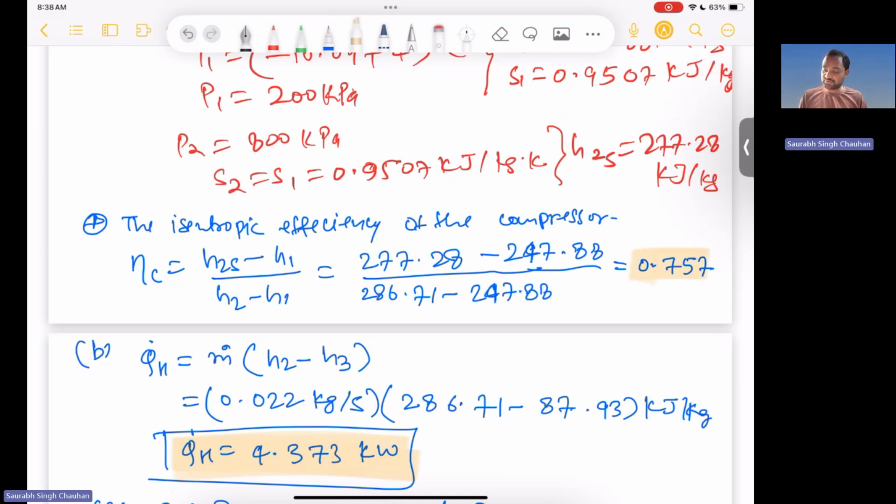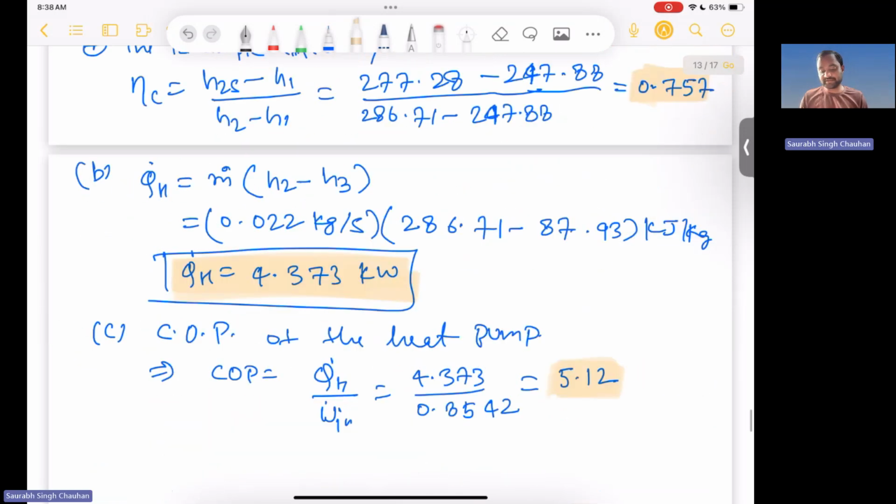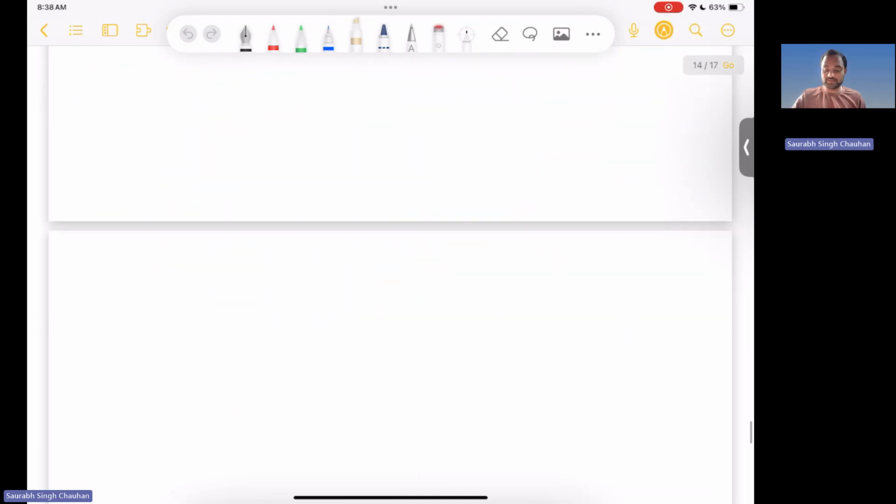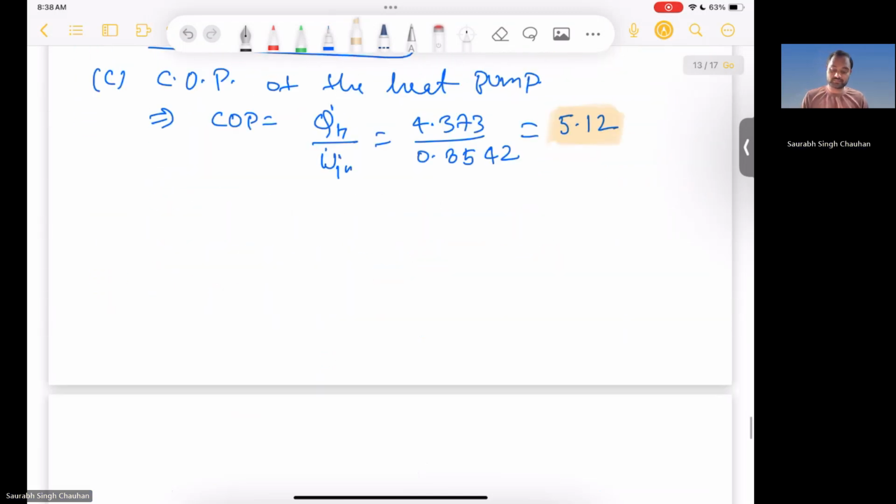Okay, so we have calculated the isentropic efficiency, the heat supplied to the room, and the COP. Okay, so part D will have a similar procedure. Okay.